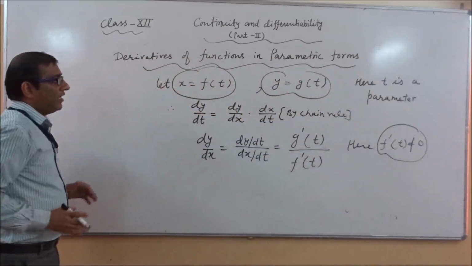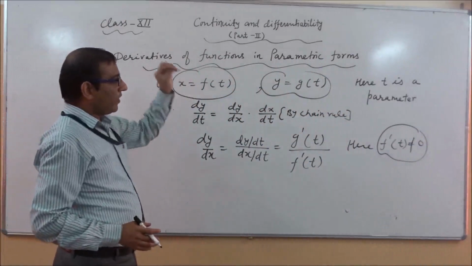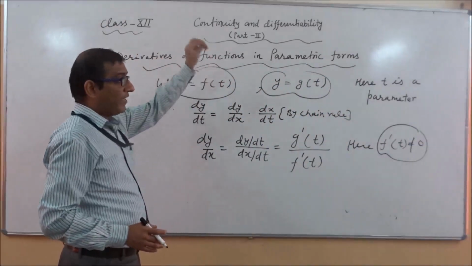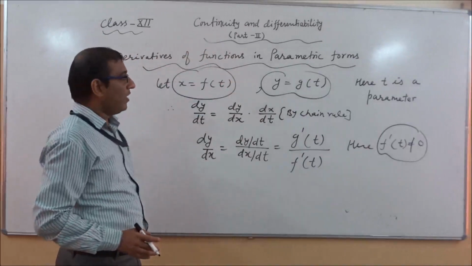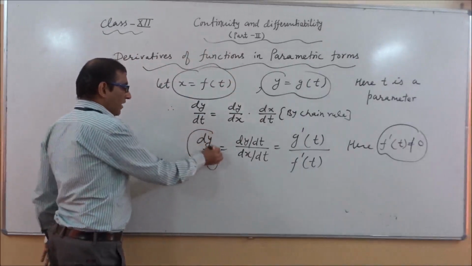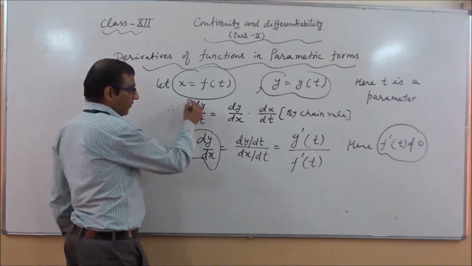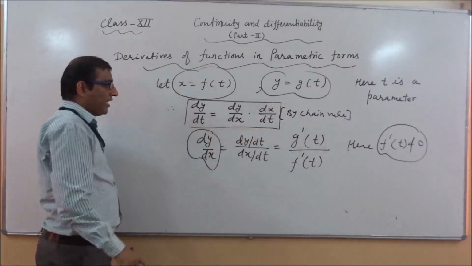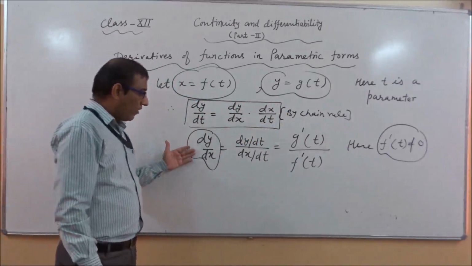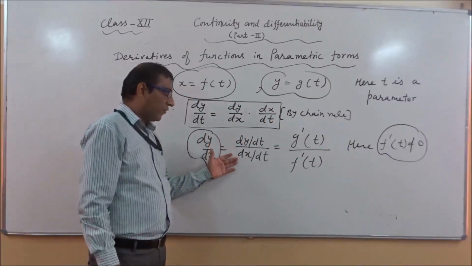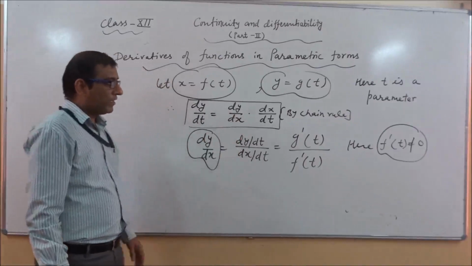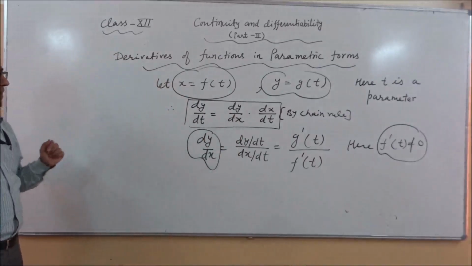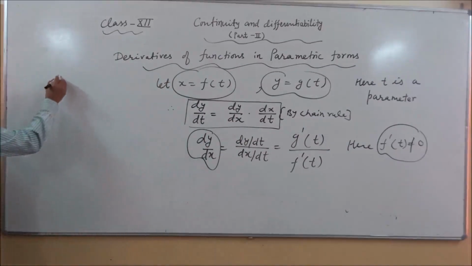So this is the concept related to parametric forms, in which the values of x and y are given in terms of some parameter. It may be t, it may be theta also. Then we have to calculate the value of dy by dx. So we will use dy by dt equals dy by dx into dx by dt, or directly dy by dx equals dy by dt upon dx by dt, and then solve it. With the help of this procedure, we will solve questions related to the parametric form. So I am taking one example here.